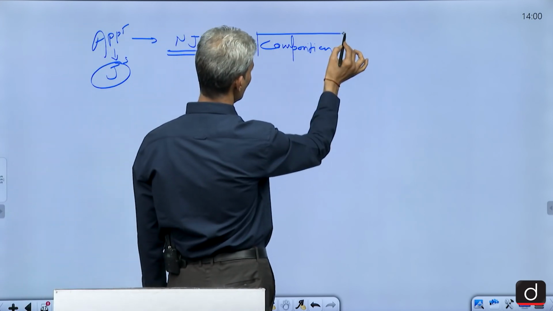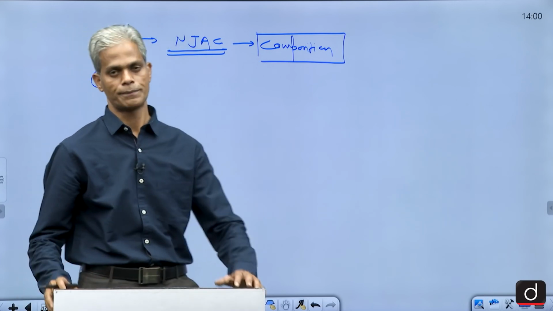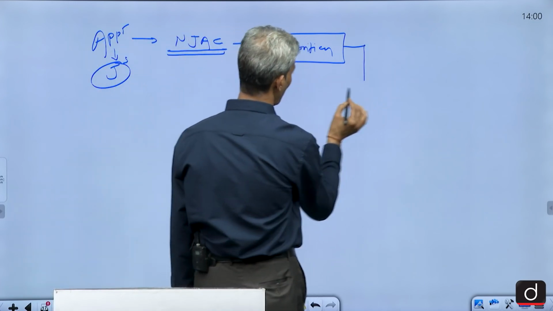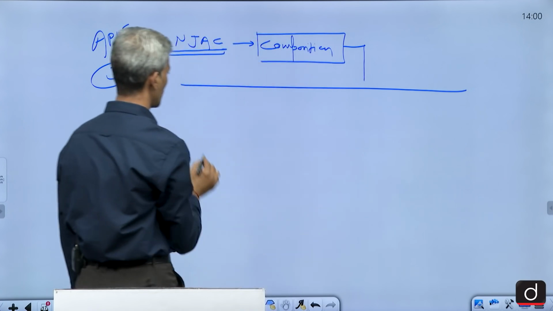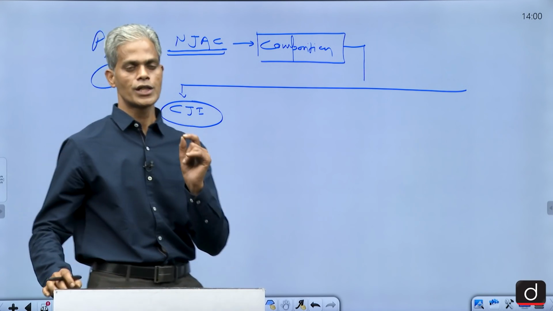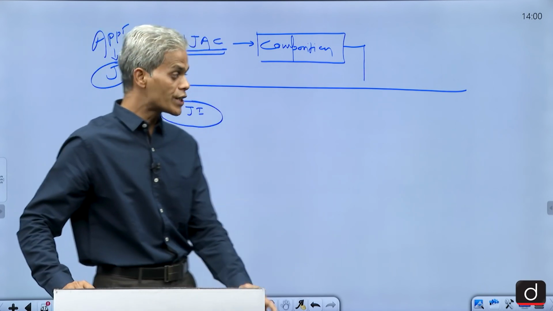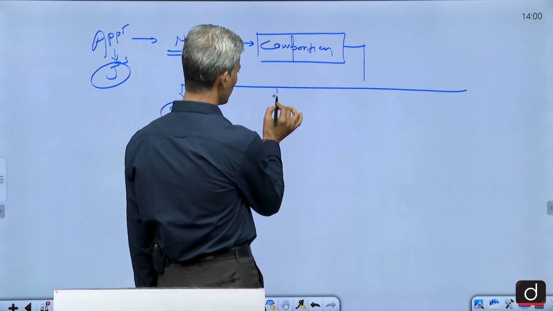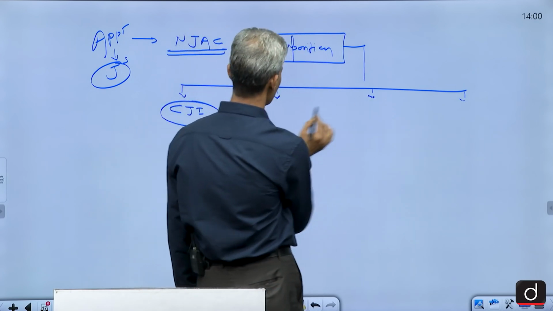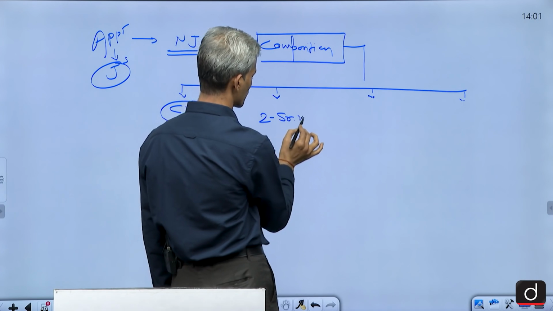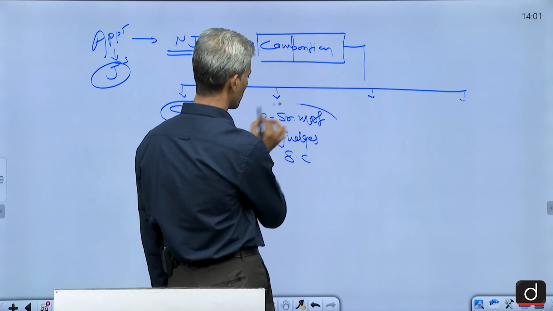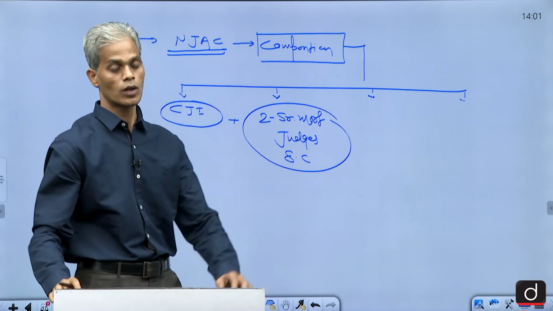What is the composition? It's a 6-member body. There are going to be 6 people from different walks of life in this NJAC. And obviously it's a commission, so it will be headed by a person, and the head of this appointment commission would be none other than the Chief Justice of India. So CJI plus 5. Who are the other 5? Out of those, the 2 senior-most judges of the Supreme Court will be the members. So CJI plus 2, somewhat like a collegium only.